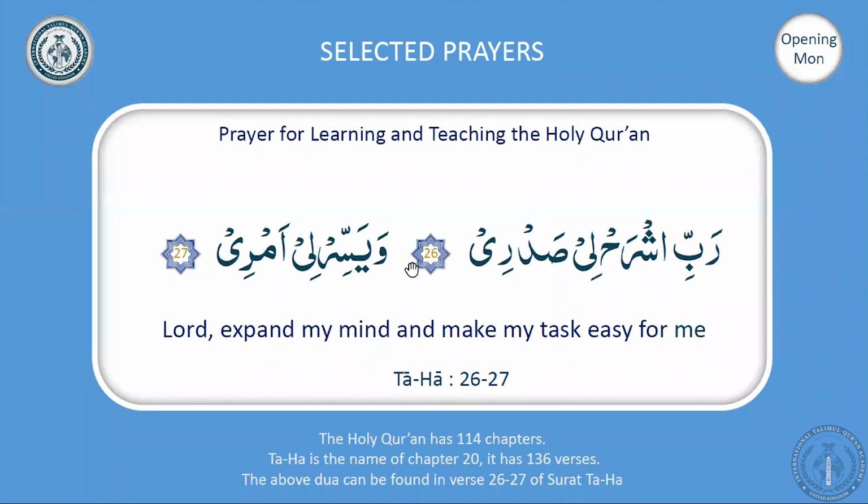So you can see over here, you've got it in English. You've got the number 26 here. So that's verse 26. And then you've got verse 27. And do you know what Taha stands for? No. So Taha is actually the name of the surah. Okay? Fantastic. Well done. Beautiful recitation. Jazakumullah for opening up so beautifully.